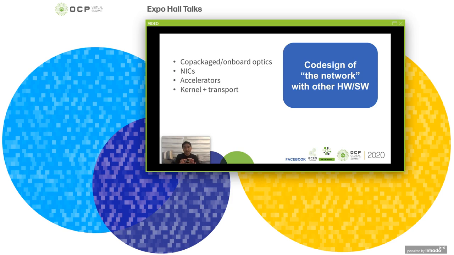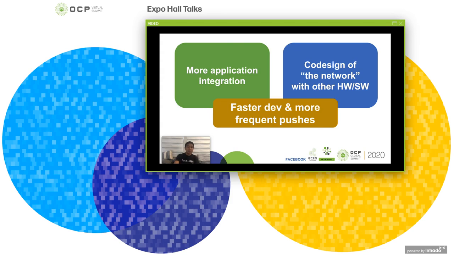Similarly, at the bottom layers, we often think of the separate silos of server, storage, and network. But I think that's starting to blur now too, where we want to really co-design the network with the other hardware and some of the lower layer software. So co-packaged and onboard optics is part of this, but also NICs, accelerators, and even at the software layer, those kernel and transport layers. Now for both of those areas, we're going to have a lot of software development, and because of that, we want to have faster development again and more frequent pushes. That's a constant, no matter what we do within the network.